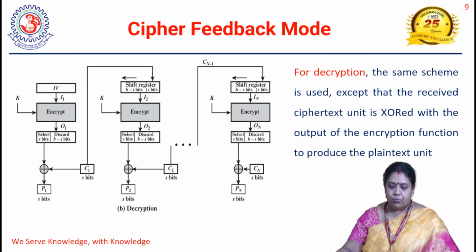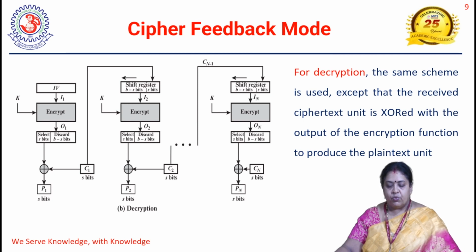In the output we are going to select the leftmost S bits, and that is XORed with C1. From the encryption we are going to get the C1. If we XOR with that C1, then we get the plain text block 1. Okay, the scenario is simple. That C1 is placed in the rightmost S bits of the shift register. That we call the decryption process.